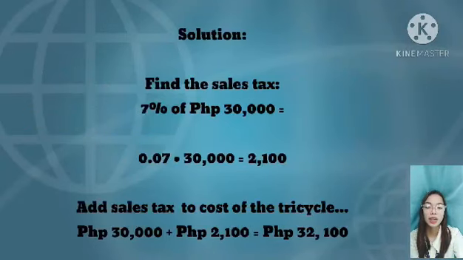So the solution is find the sales tax. 7% of 30,000. 0.07 times 30,000 equals 2,100. Add sales tax to cost of the tricycle. 30,000 plus 2,100 is equal to 32,100.